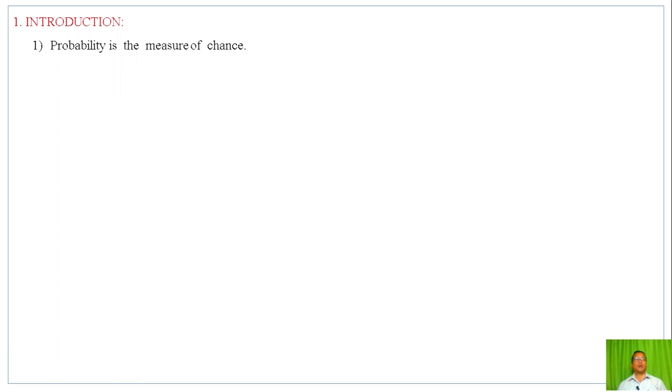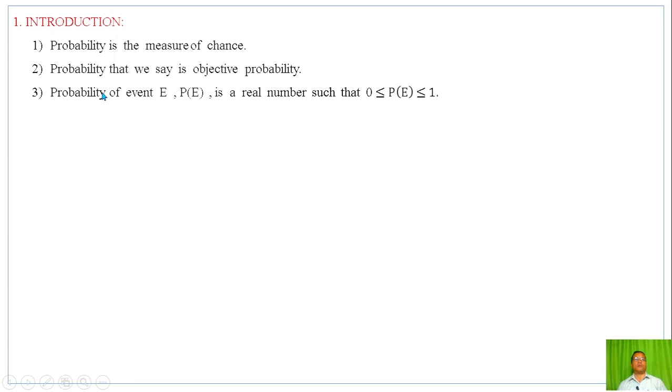Introduction. Probability is the measure of chance. Probability that we say is objective probability. Probability of event E, P of E, is a real number such that P of E lies between 0 and 1, including the two numbers 0 and 1. Probability of an event can be 1 or 0. A sure event has probability 1, and an impossible event has probability 0.